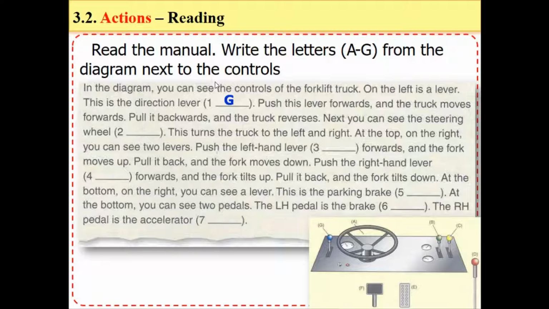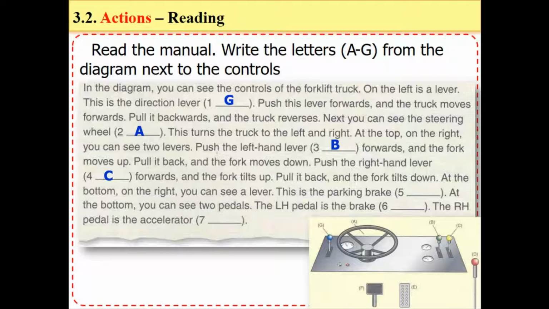Next, you can see the steering wheel, A. This turns the truck to left and right. At the top, on the right, you can see 2 levers. Push the left-hand lever, B, forwards, and the fork tilts up. Pull it back, and the fork tilts down. Push the right-hand lever, C, forwards, and the fork lifts up. Pull it back, and the fork lifts down.